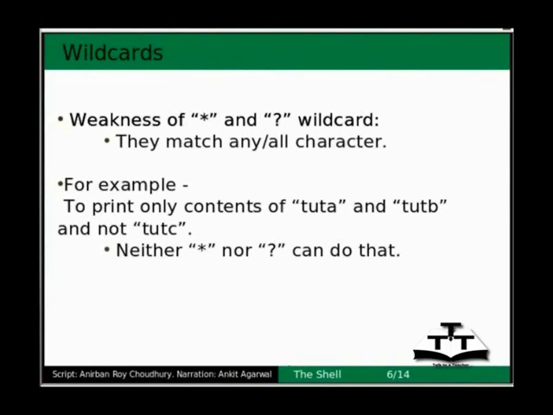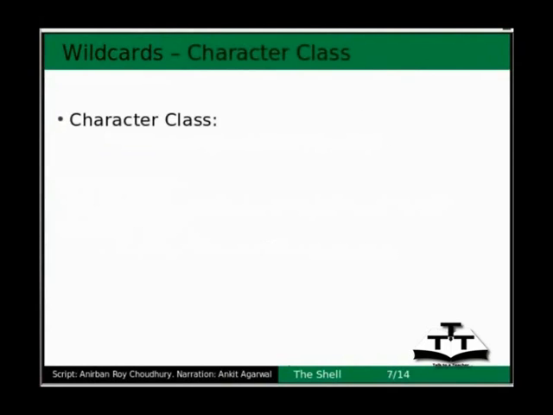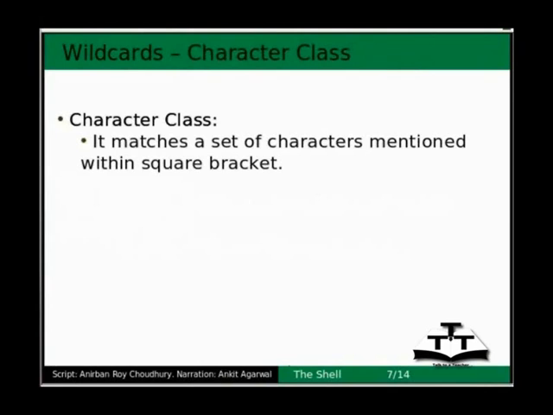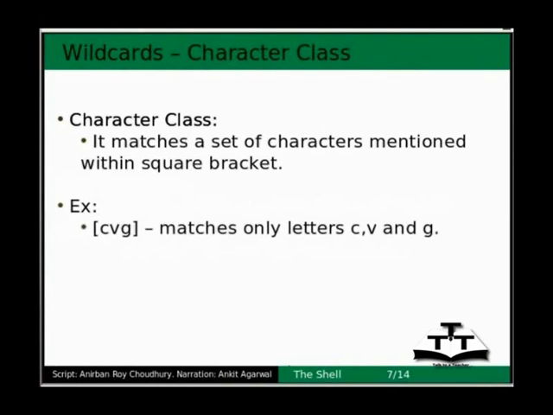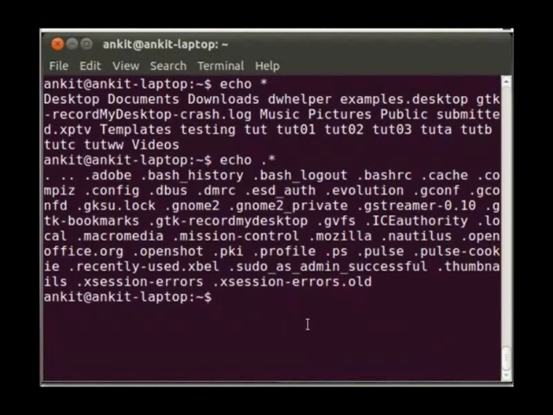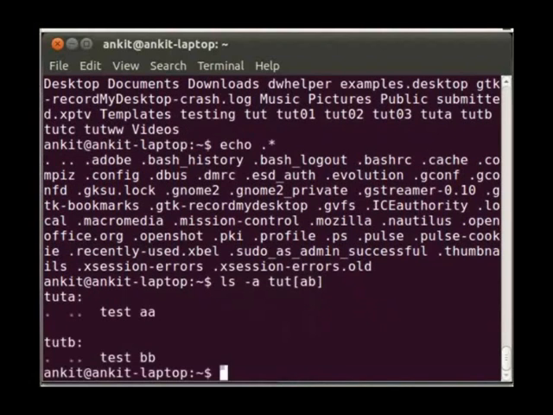Neither star nor character wildcard can do that. We need our third type of wildcard, the character class, for that. A character class matches a set of characters that are mentioned within a square bracket, say CVG inside square brackets. This is a character class that would match only the letters C, V and G. So in our case, to list only TUTA and TUTB, we can write ls space -a space TUT followed by AB as the character class.